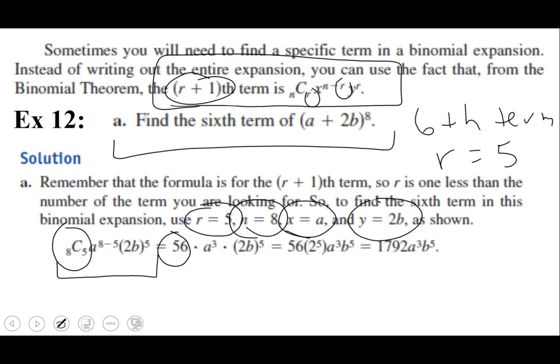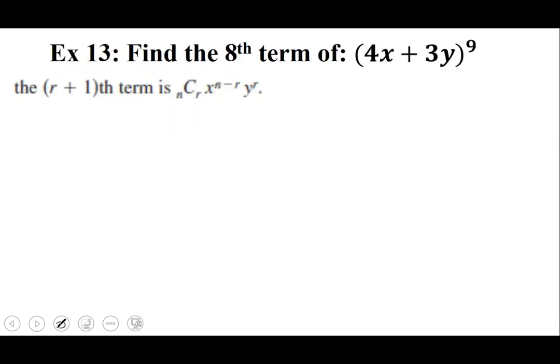When you calculate 2b to the 5th, that winds up being 32b to the 5th. And if you combine that with the 56a cubed, that's how you get a final answer of 56 times 32, which is 1792, a to the 3rd and b to the 5th. So again, these are a little bit obnoxious. I wouldn't ask you to do a ton of these, but this is saving you the trouble of having to do the entire sequence. They just want one particular term.